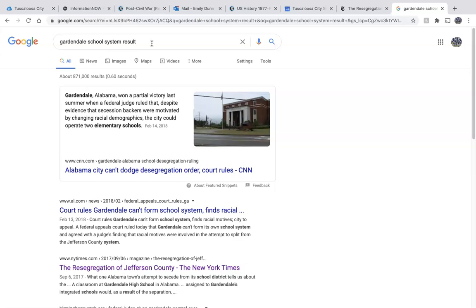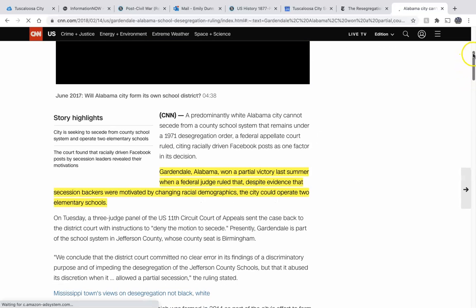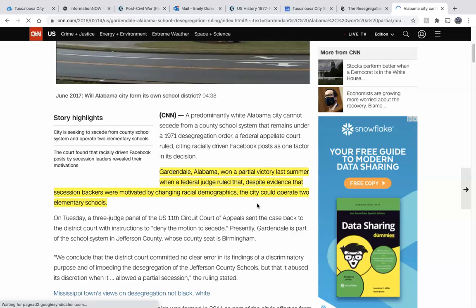Gardendale won a partial victory last summer when a federal judge ruled that despite evidence that secession backers were motivated by changing racial demographics, the city could operate two elementary schools. They are not allowed to desegregate, though. This is something you can look into. It went all the way to the federal court system. A predominantly white Alabama city cannot secede from a county school system that remains under a 1971 desegregation order, a federal appellate court ruled, citing racially driven Facebook posts as one factor in its decision.